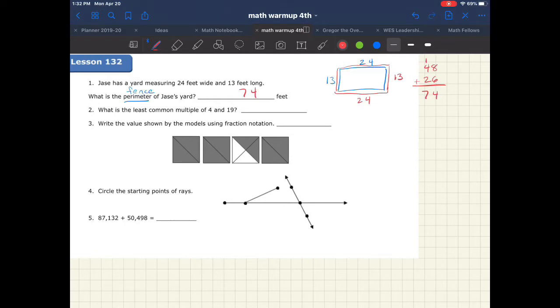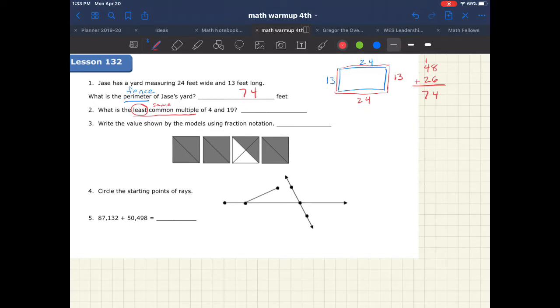Number 2, the least common multiple of 4 and 19. So least means the lowest, common means the same, and multiple is when we're multiplying. So if we multiply by 4 or multiply by 19, what's the lowest number we can have the same answer if we multiplied something by 4 or 19? So basically we're talking skip counting. We skip count by 4s, we skip count by 19s, and we find the lowest one where they match.